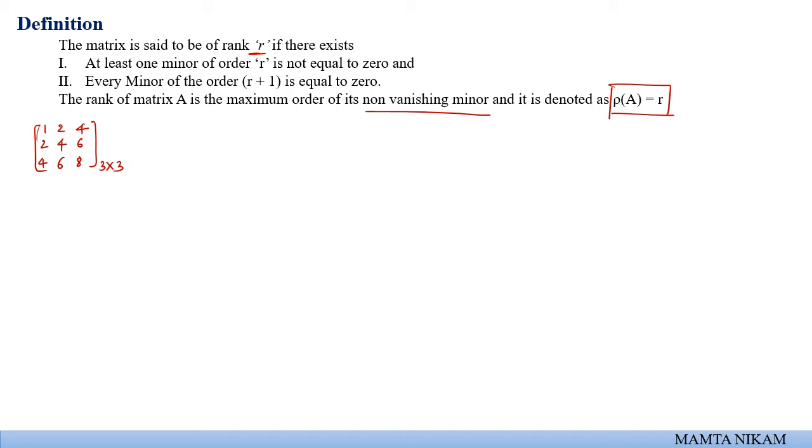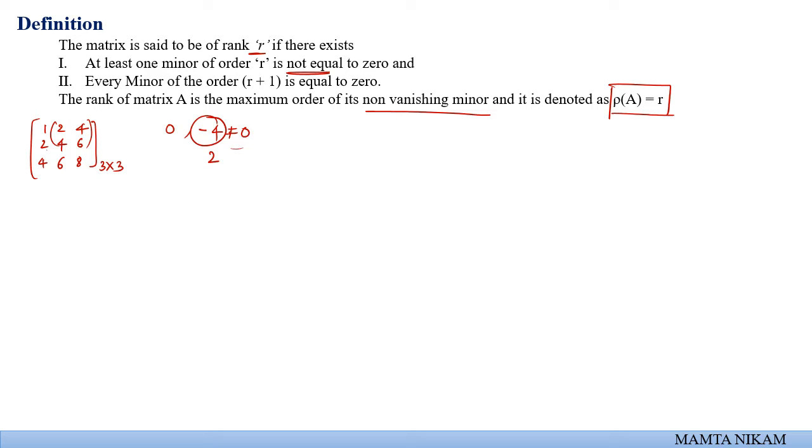If you calculate any of the minors of order 2 cross 2, what do we observe? If you calculate this minor, it is going to be 4 minus 4, which is 0. If you calculate another minor, this is going to be 12 minus 16, which is minus 4, a non-zero term. So the first condition says at least one minor of order R is not equal to 0, and we find at least one minor of order 2 which is not equal to 0.